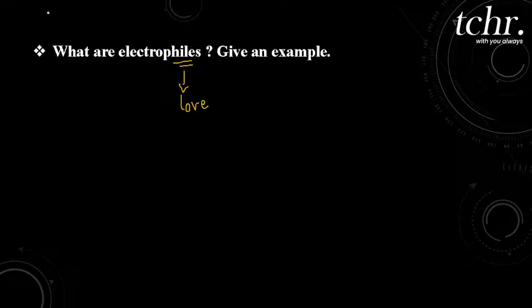See, electro means electron, love towards electron, we call it electrophiles. Philic: hydrophilic means love towards water, phobic means hatred towards water, correct? Like that, electrophiles means electron loving species. Students, I just told you this to help you understand the concept.